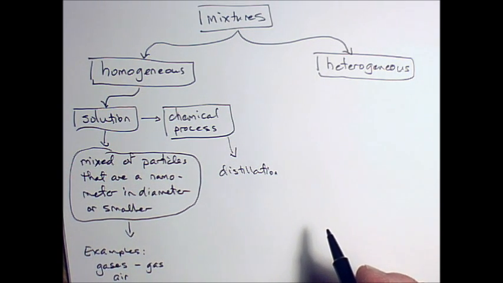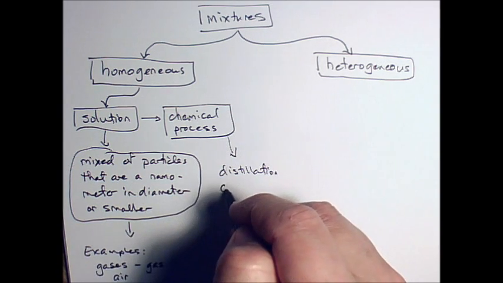What is a gas dissolved in a solid? Methane and coal. What is a liquid dissolved in a solid? Popsicle. All right. Distillation is an example. Crystallization.